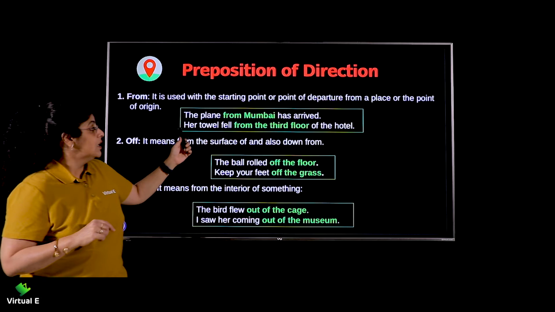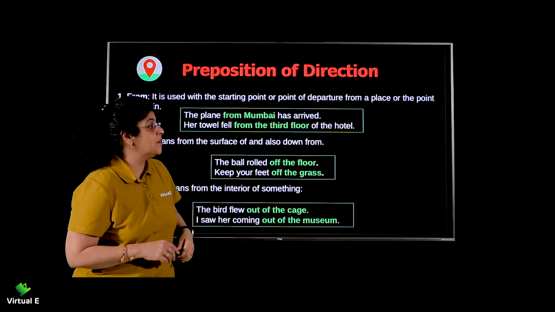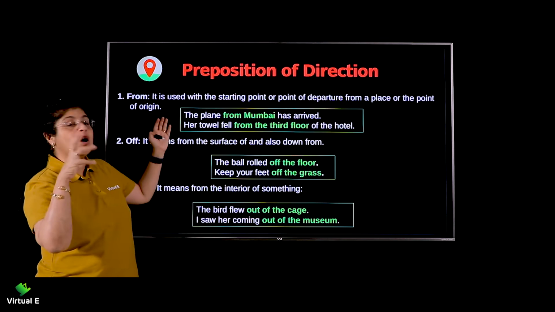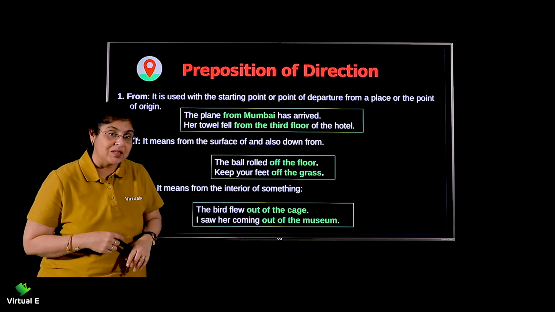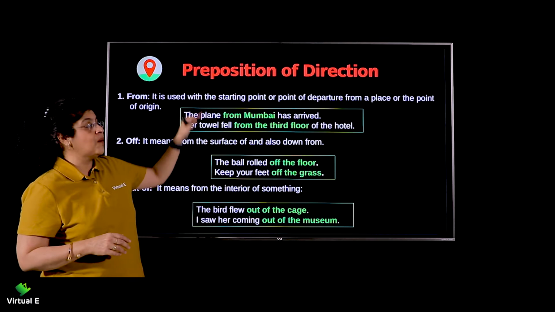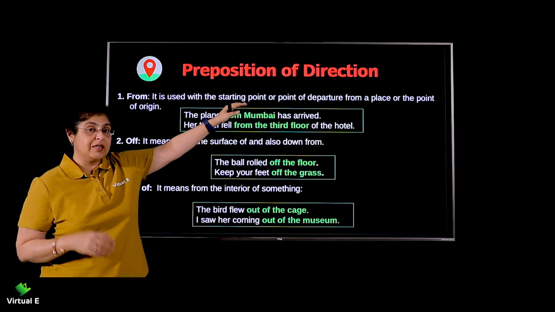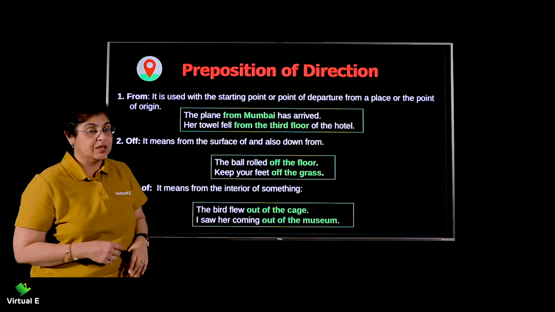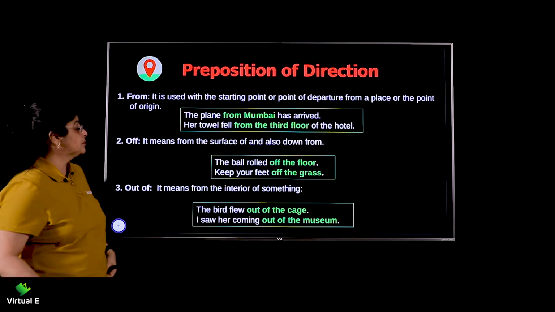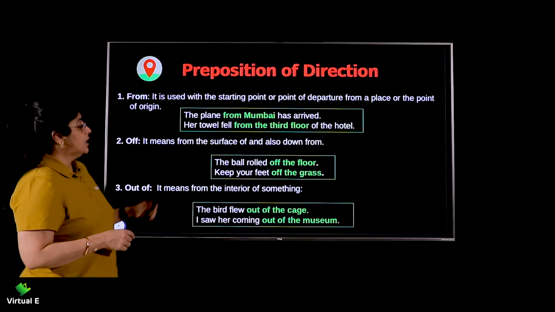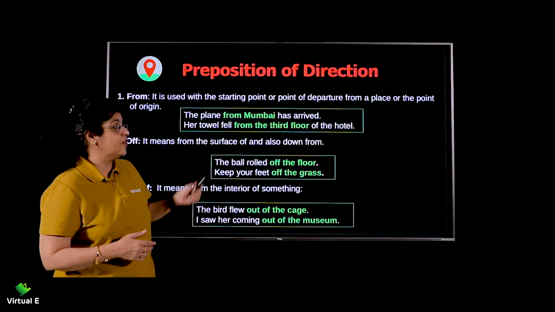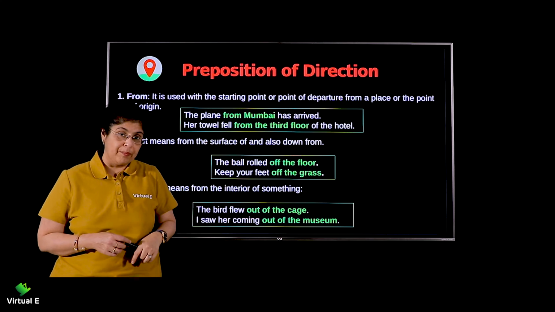Yes. Her towel fell from the 3rd floor of the hotel. So, it fell from there. That's the starting point. So, when you are using from in this context, in the thing of direction, this is how we will use it. Then off. It means from the surface of and also down from.